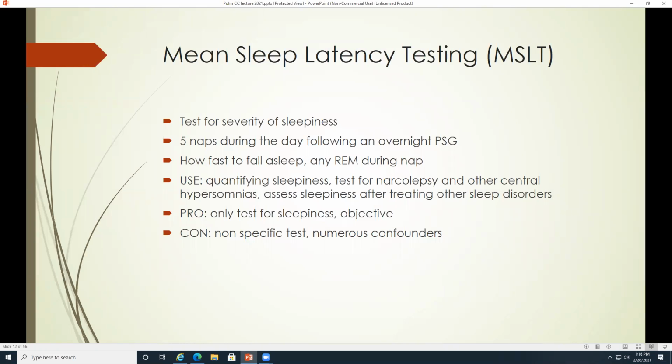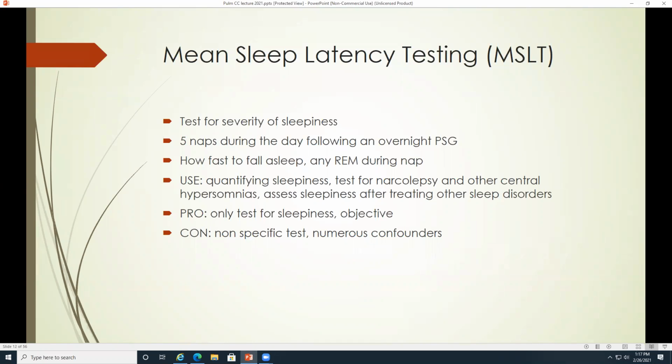That's a little bit of a misnomer, in that it's done during the patient's wake time. So if someone usually sleeps during the day and is awake at night, then this would be done overnight. And it's done immediately following a regular in-lab polysomnogram. So what you're really looking for in these 5 naps is how fast do they fall asleep, if they fall asleep, and do they achieve any REM sleep during the naps.